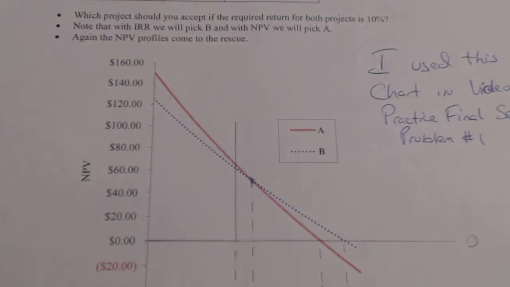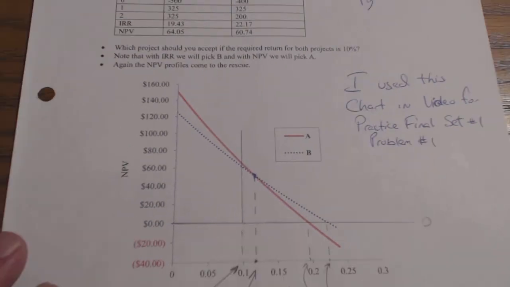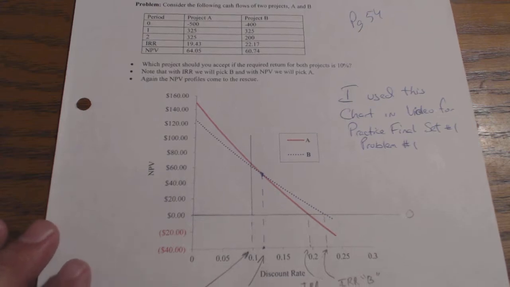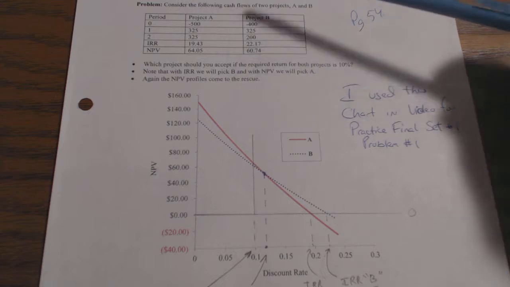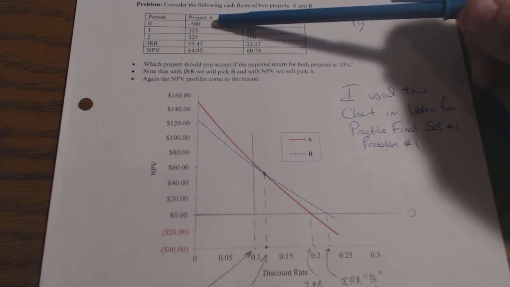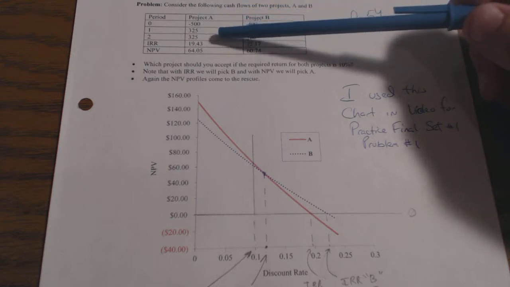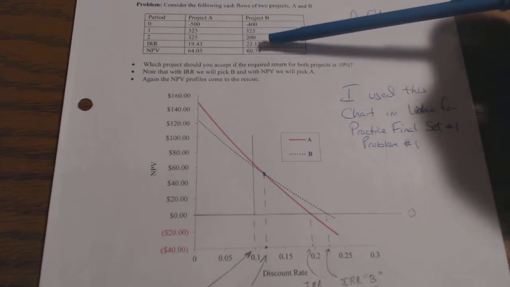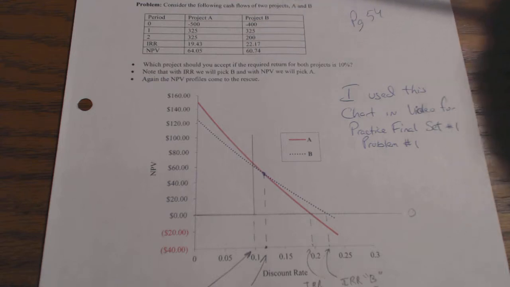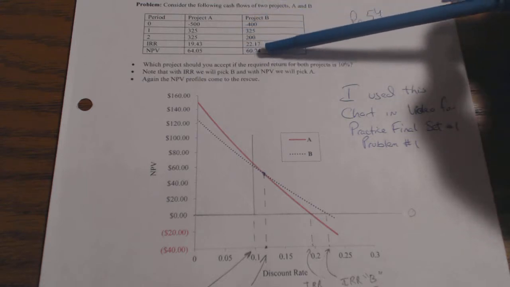And here is one of two mutually exclusive projects. Basically it's project A and project B, you can see up here. And here's period 0, which would be your initial investment. Period 1 and period 2, the cash flows in. It tells you what your internal rate of return is. Remember, the internal rate of return is the rate of return at which your net present value equals 0. And then it shows your net present value.